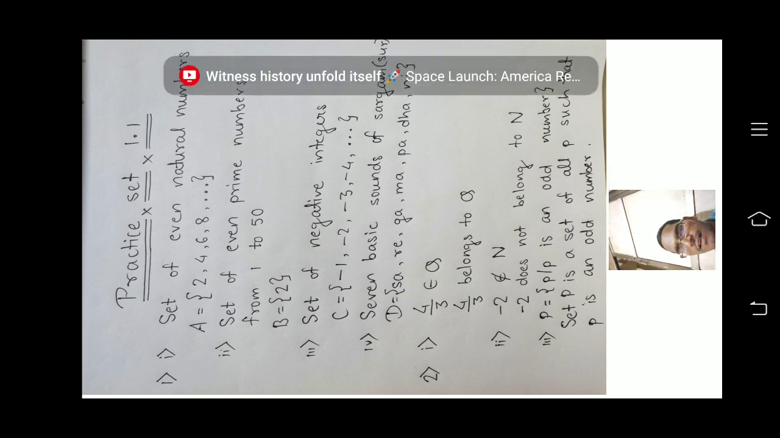Now we will move to the second example. What is your second question? Set of even prime numbers from 1 to 50. You know all prime numbers are odd except 2. So in this set only 2 will be there, because 2 is the only number which is both even and prime. So we have written the answer: B is equal to curly bracket 2.